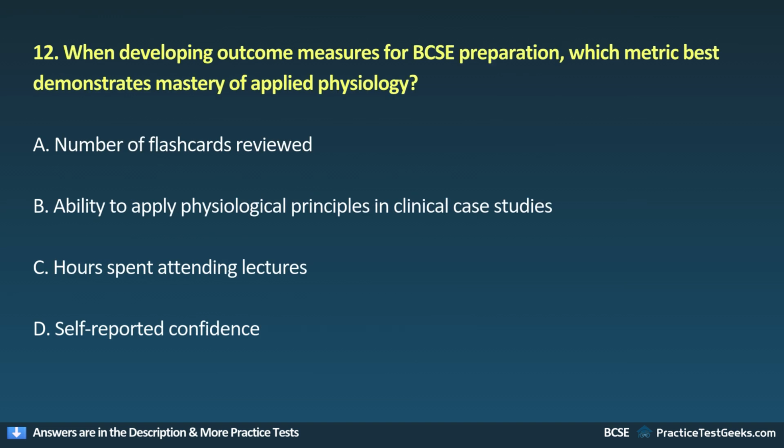12. When developing outcome measures for BCSE preparation, which metric best demonstrates mastery of applied physiology? A. Number of flashcards reviewed. B. Ability to apply physiological principles in clinical case studies. C. Hours spent attending lectures. D. Self-reported confidence.